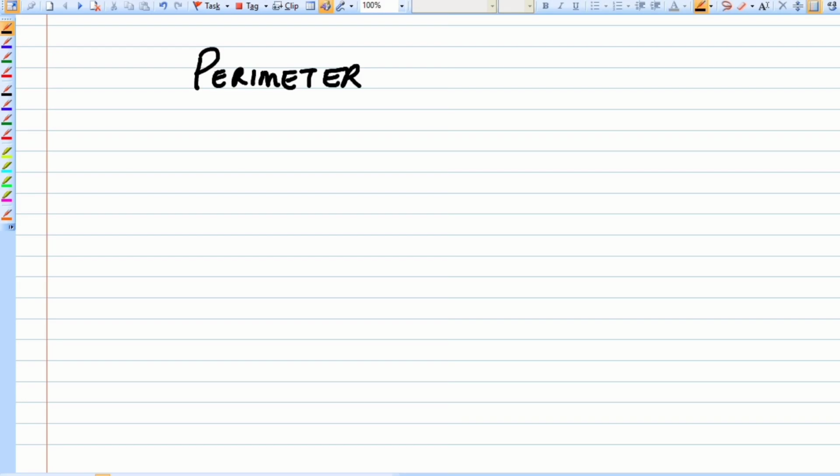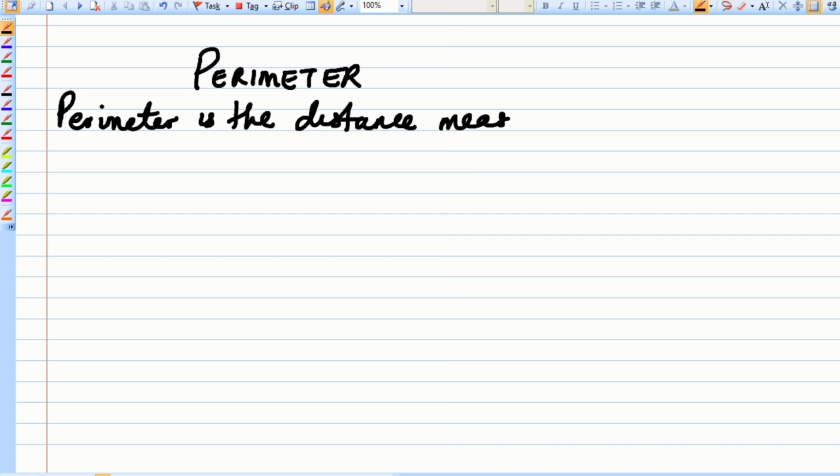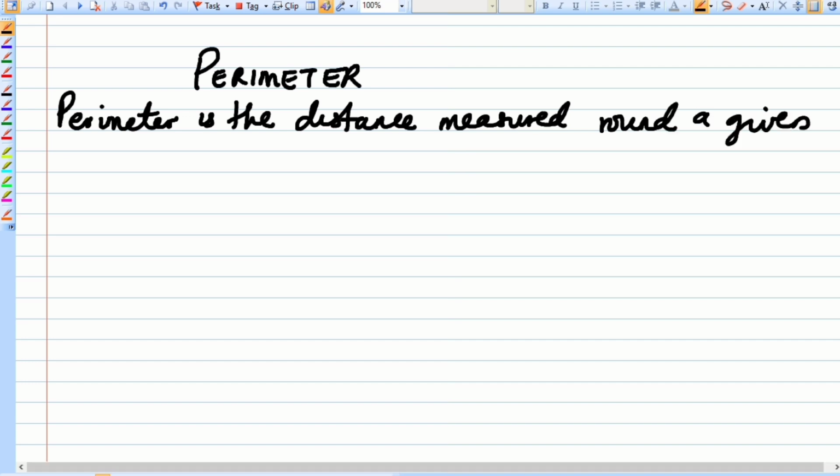Okay, let's look at perimeter. So perimeter, let's take the definition first before we begin to derive the various formulas. Perimeter is simply the distance measured round a given shape. That's what perimeter is. So perimeter is the distance measured around a given shape.